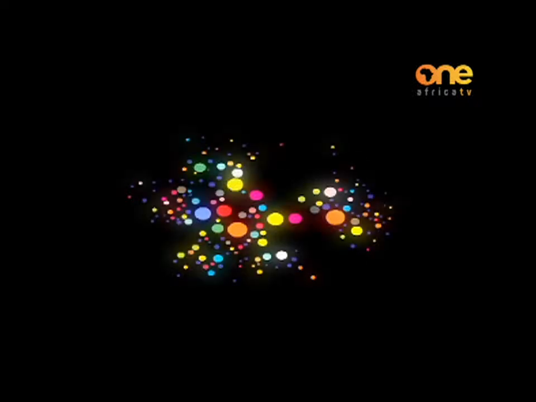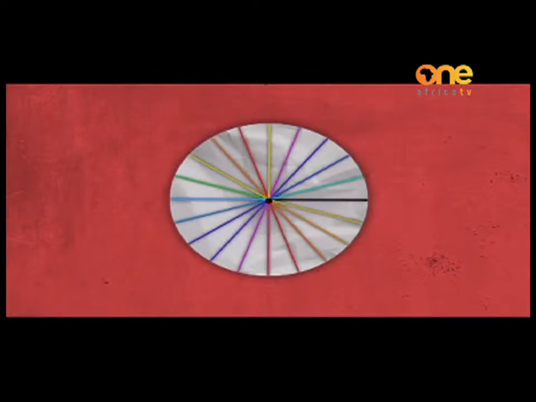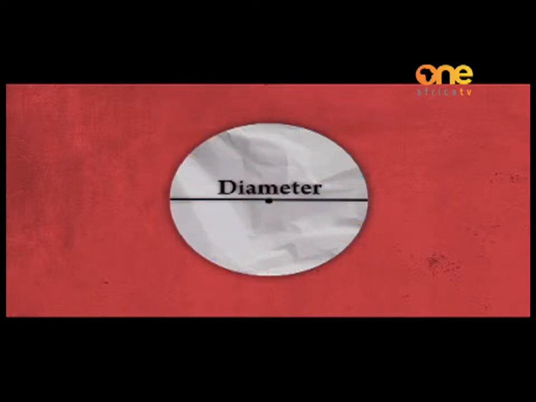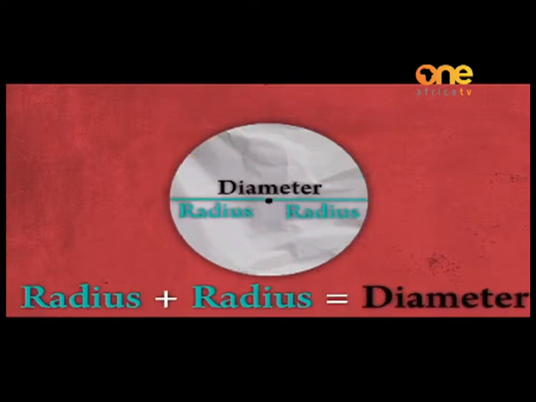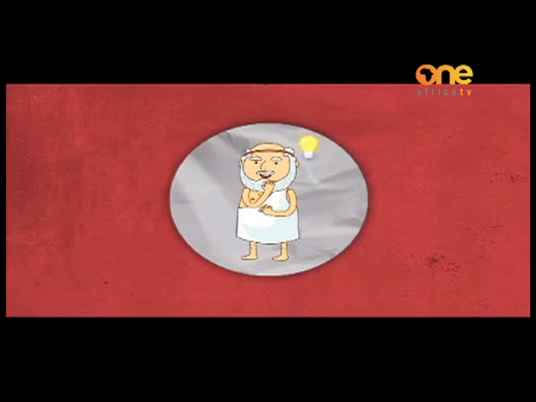How to derive the formula for the area of a circle. Imagine a circle with center O. This circle has many lines from the center to the circumference, called radii, as well as many straight lines called diameters, which are made up of 2 radii. If we want to calculate the area of the circle, maybe breaking it down into smaller shapes would help us. Archimedes thought this as well and discovered the formula we use today. Let us investigate further.